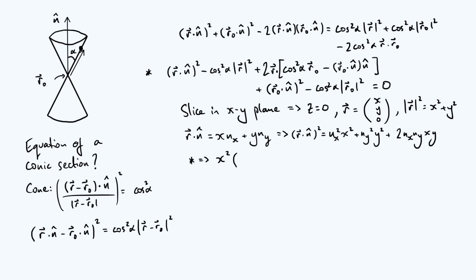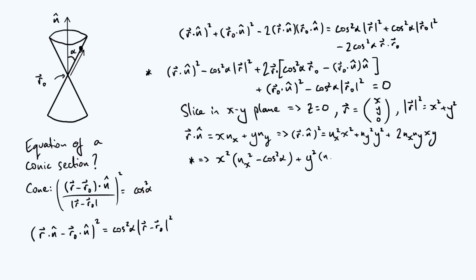Well, the first place you're going to get an x squared term from is the r dot n squared. We've just figured out that that has an nx squared x squared term. So your x squared coefficient will start with nx squared. You're also going to get an x squared term from the minus cos squared alpha modulus of r squared, because modulus of r squared is x squared plus y squared. So you're going to have to subtract cos squared alpha from your coefficient of x squared. Now, by exactly the same logic, you're going to have a y squared term. It's all symmetrical in x and y.